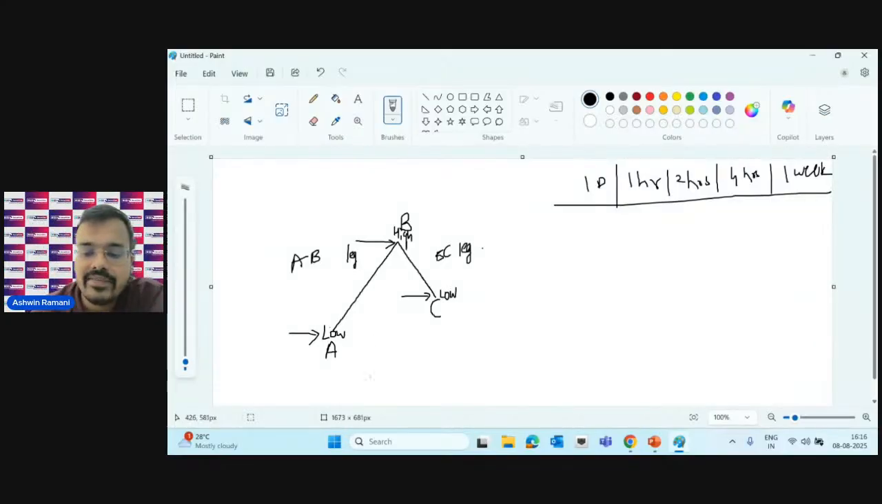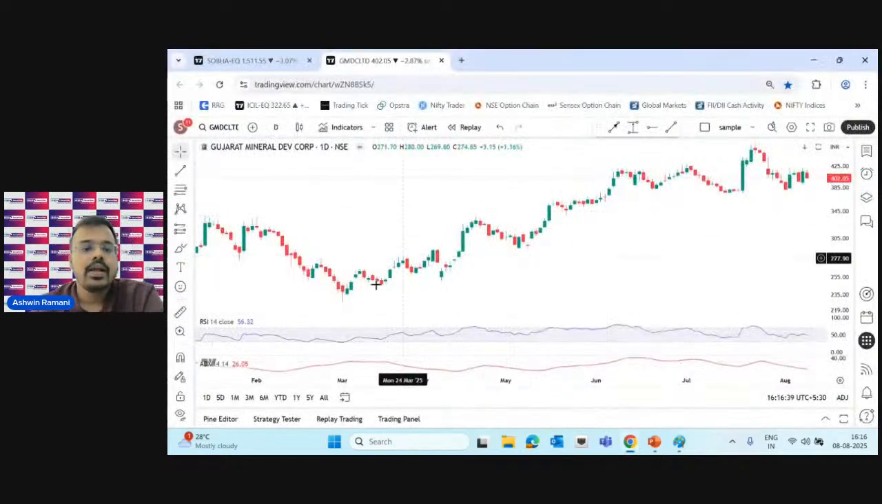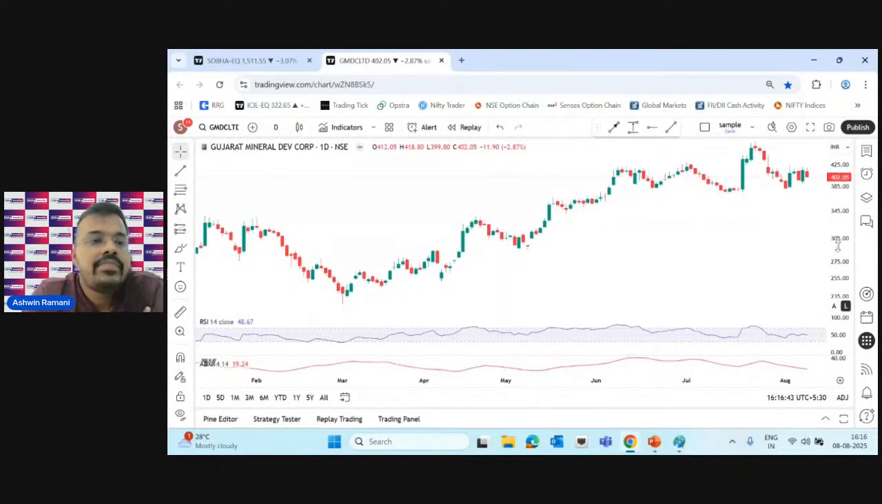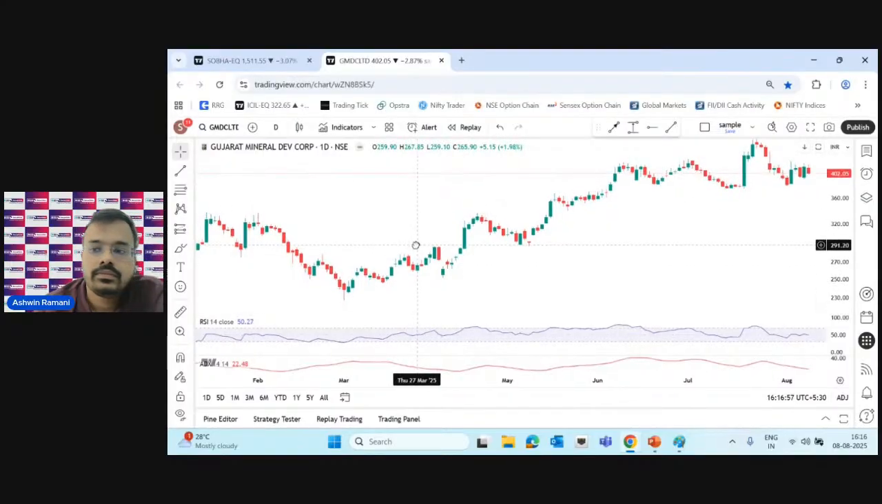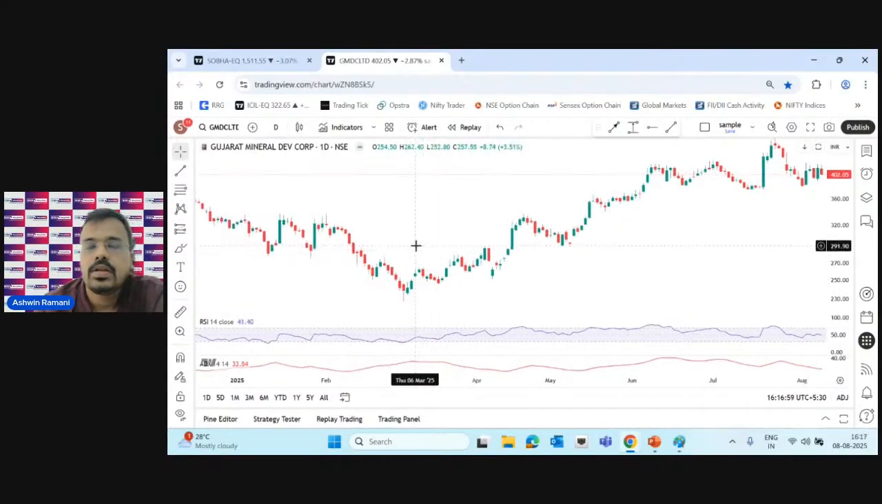Okay, now what I'll do is I will also take an example on a live chart as well. Can everyone see the GMDC chart on my screen? Can everyone see the GMDC daily chart on my screen? If you all can let me know in the chat box. So this is the GMDC chart on my screen.